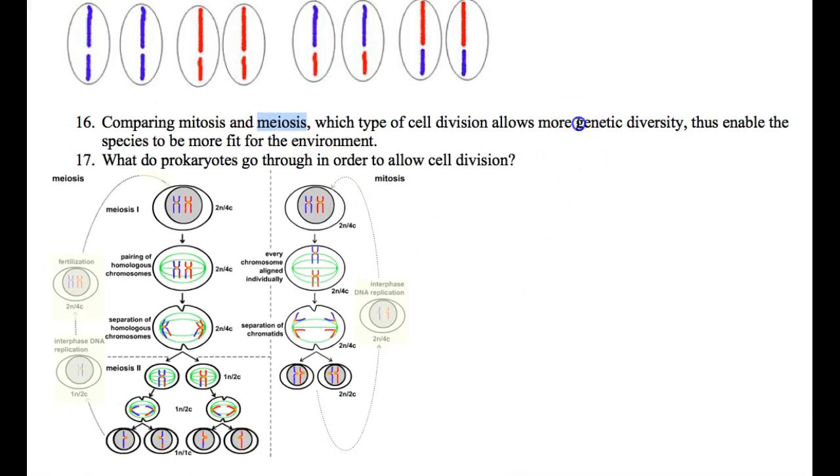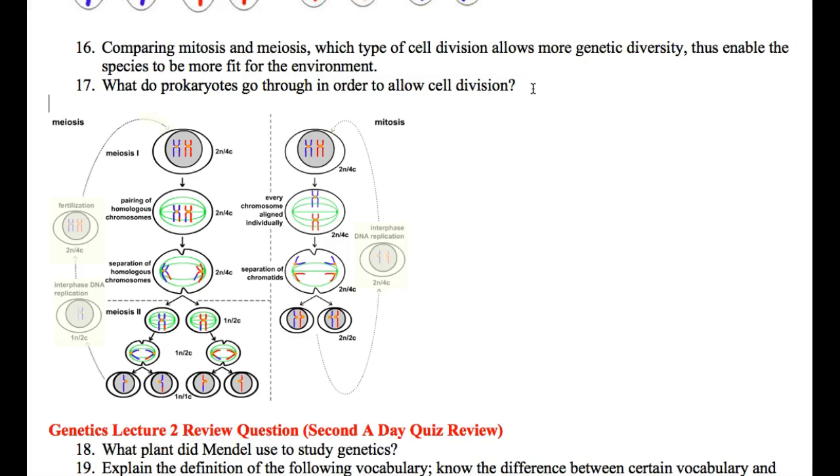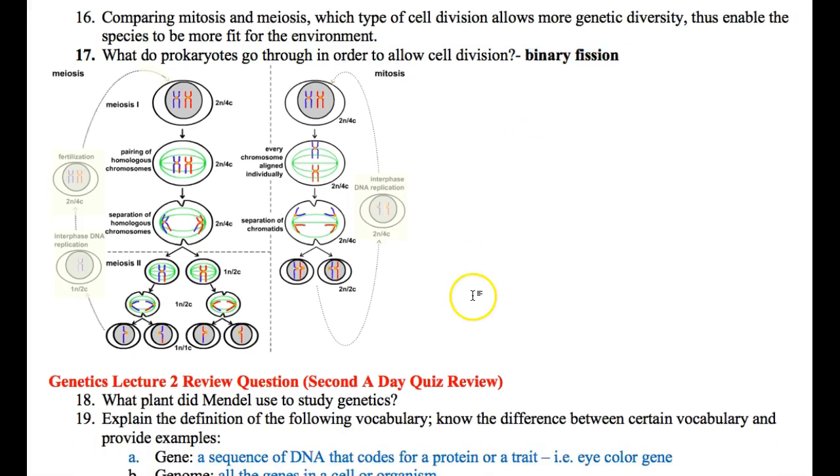But having genetic diversity is always good. Being able to respond to the environment when the environment changes is always good, because if everybody is the same and something happens, everybody dies. But if there are some individuals that are more fit for the changed environment, then that's good. Some will be able to live. What do prokaryotes go through in order to allow cell division? That's called binary fission.